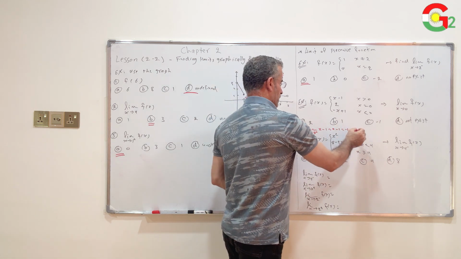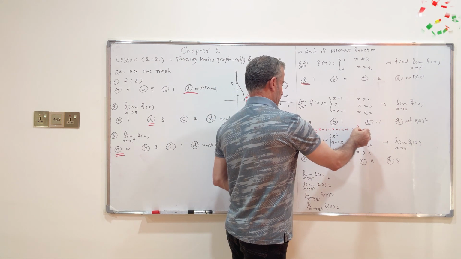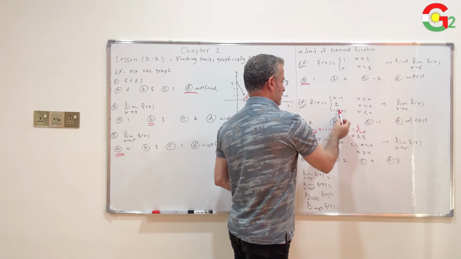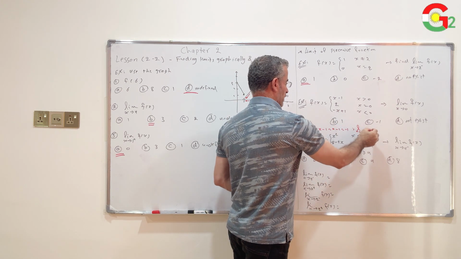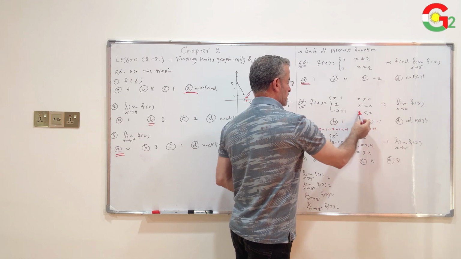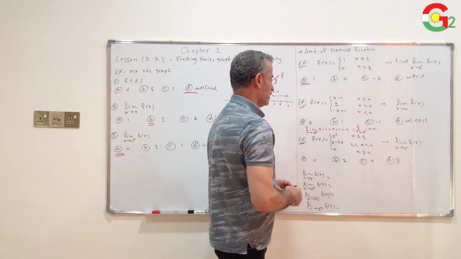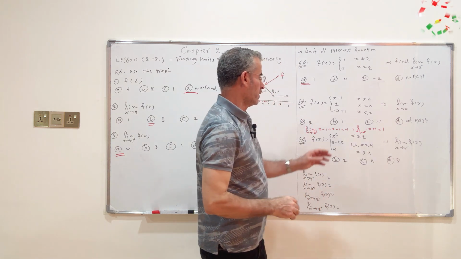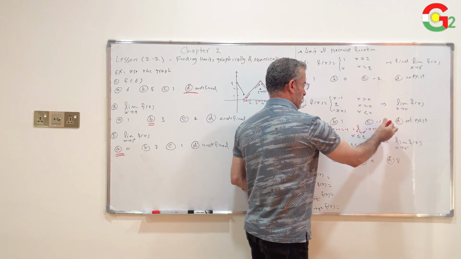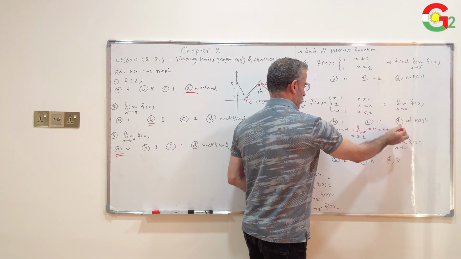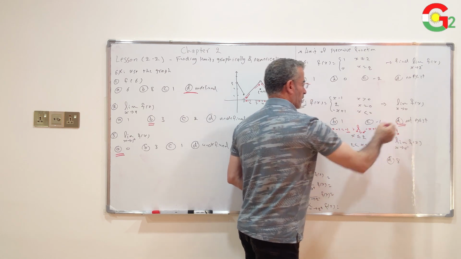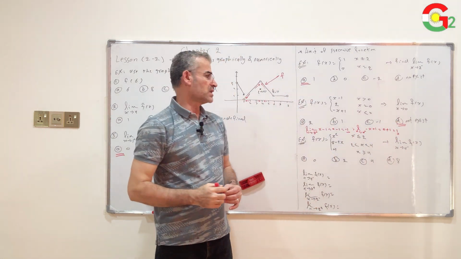When x approaches 0 from left, I'll substitute in this segment negative x plus 1. Since x less than 0, then the answer is 1. Negative 0 plus 1 equal 1. Since 1 not equal to negative 1, the limit does not exist.